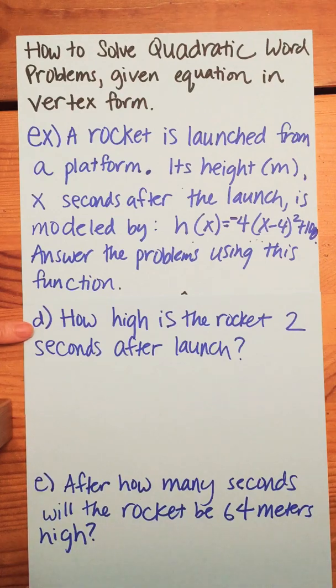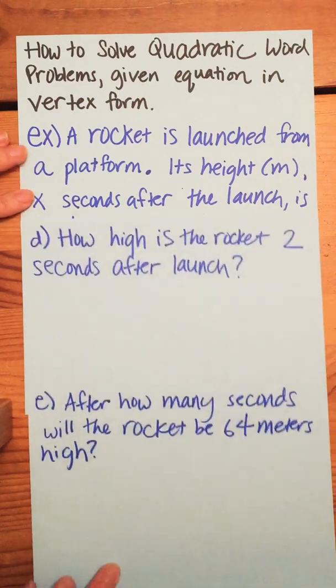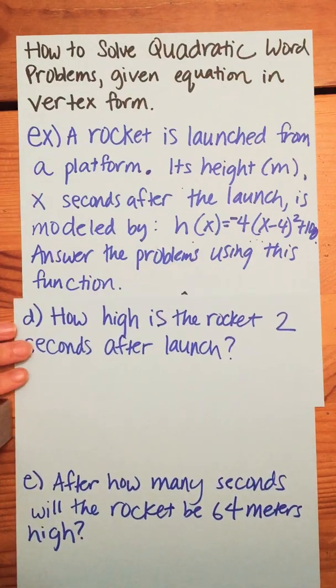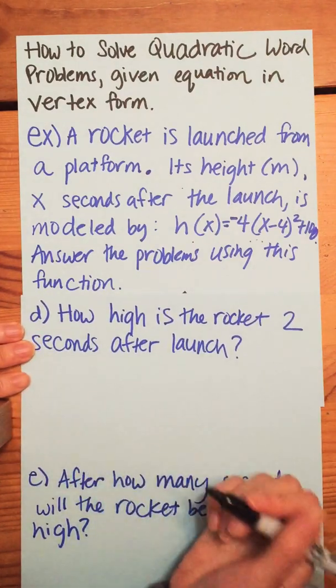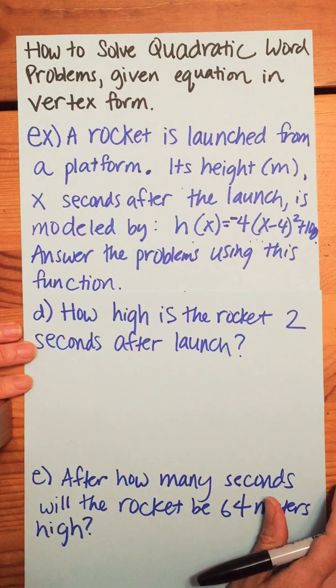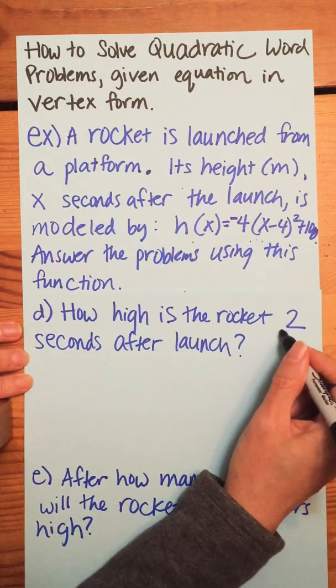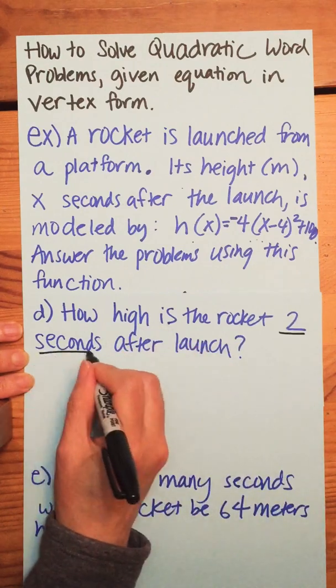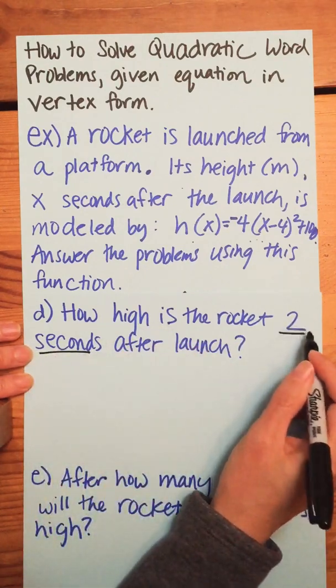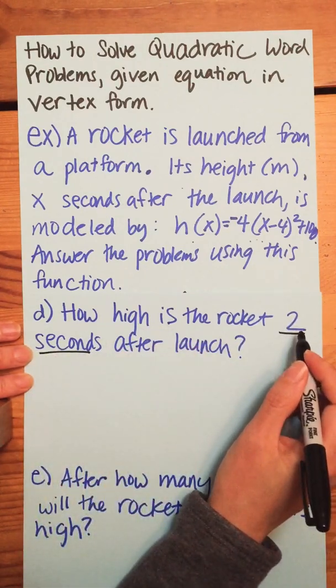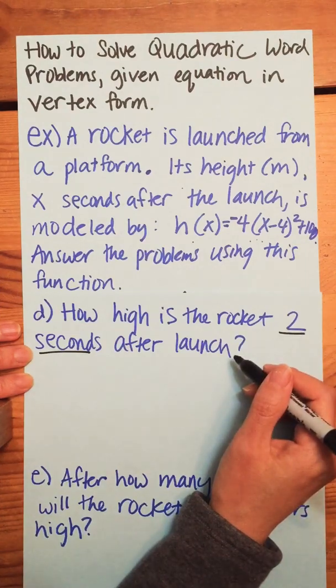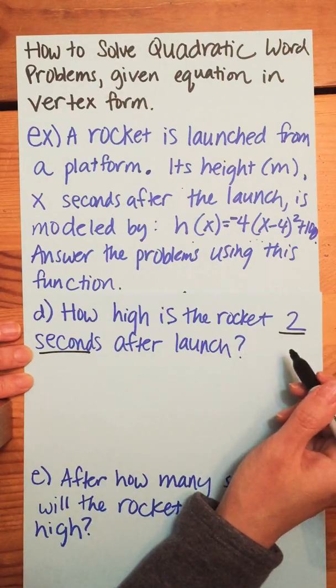Answer the problems using this function. The first question is, how high is the rocket 2 seconds after launch? So the first thing is, anytime you have a problem on a quadratic equation, probably there's a number in there. So you have to find that number. Well, here it's explicitly there, so that's not too bad. It's right there, 2 seconds. And then the next thing is you have to figure out, does that 2 seconds apply to the time, or to the x value or the y value, okay?